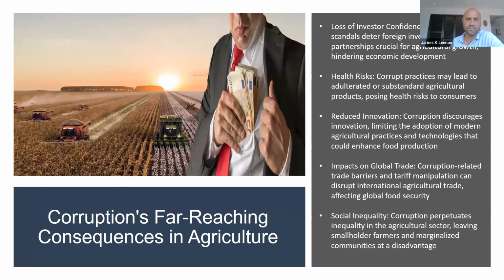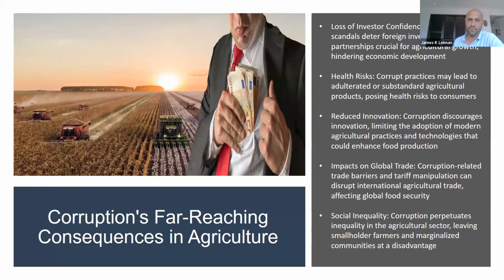So what are the consequences associated with corruption and its far-reaching issues? First of all, loss of investor confidence. Corruption scandals deter foreign investment, and in many parts of the world, this is still a high requirement for not only production agriculture, but for value added. Without that, you don't have economic development and people are mired in poverty.